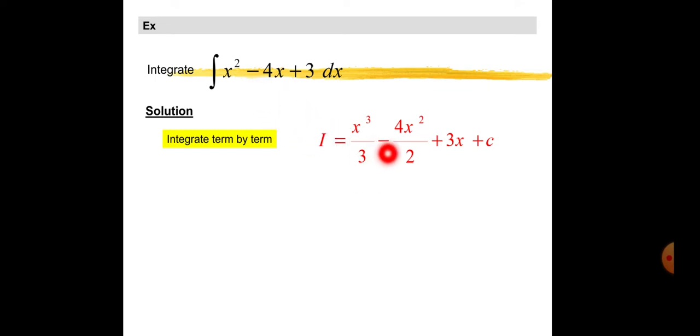Now we have negative 4, copy paste. X to the power 1 becomes x to the power 2, add 1 to the power, x to the power 2 over the new power, 2. And 3 is a constant. The integration of a constant 3 is 3x. And don't forget the constant of integration, plus c.